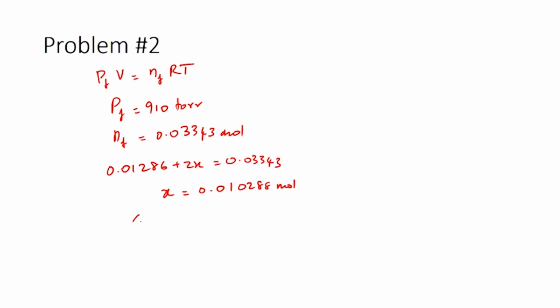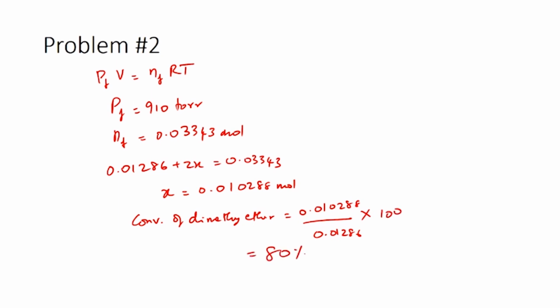So, conversion of dimethyl ether would be equal to 0.010288 divided by 0.01286, which is the number of moles of dimethyl ether consumed divided by the number of moles of dimethyl ether fed, times 100, which would be equal to 80%. So, 80% of dimethyl ether which is fed is actually consumed in this process, which means the reaction is not going to completion, only 80% of the reactant is getting converted.